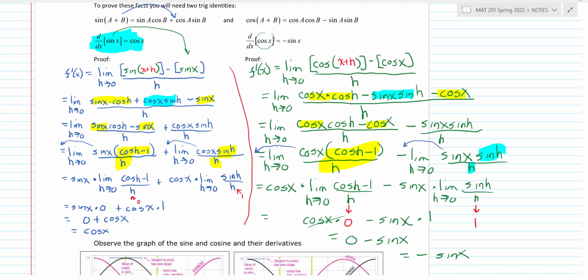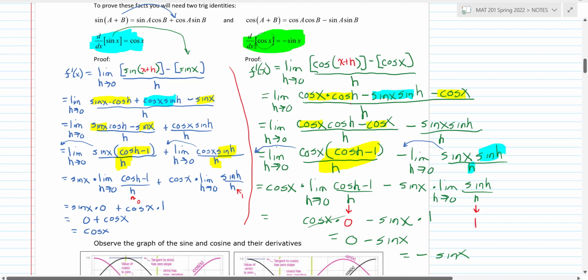So what we get then is this second derivative rule. The derivative of a cosine is negative sine x. Once we get the derivative of sine and cosine, we can use trig identities to figure out the derivatives of the other 4 trig functions. Okay, so that's how that goes.